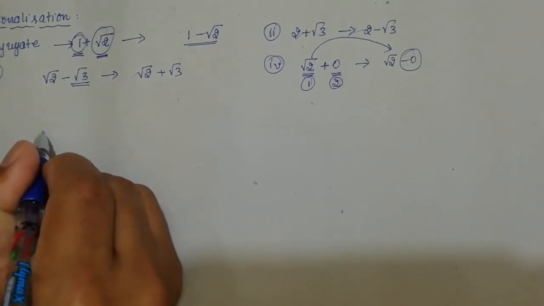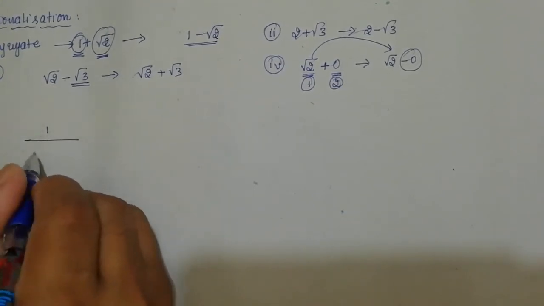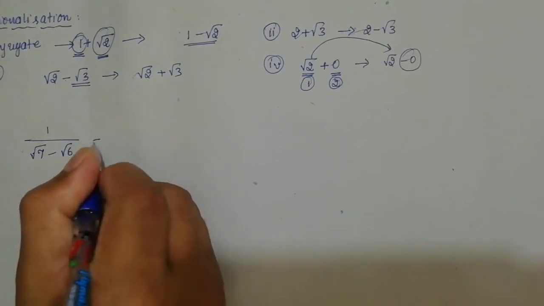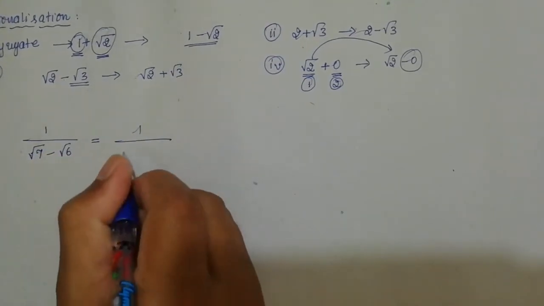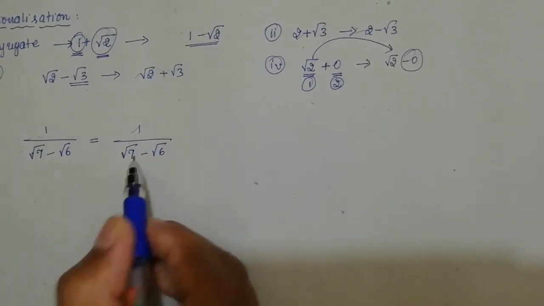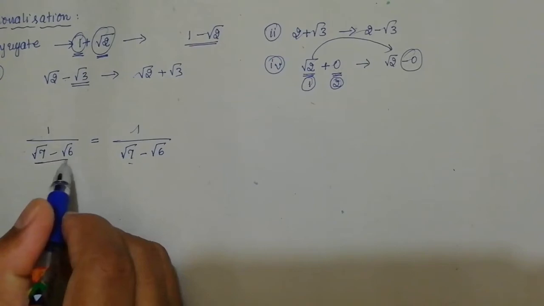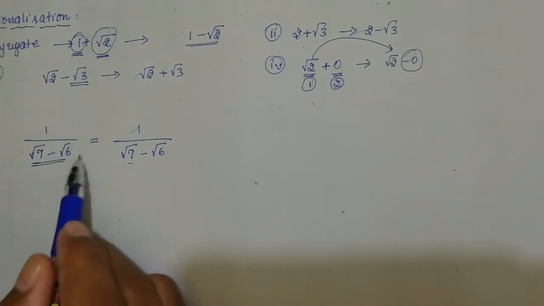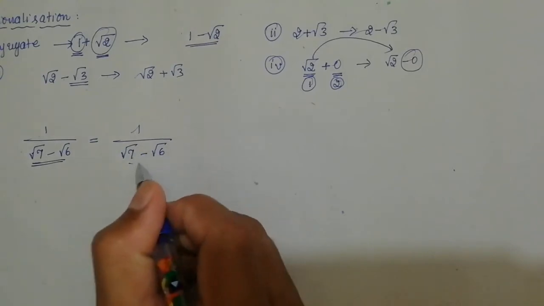I will consider this one, 1 divided by square root of 7 minus square root of 6. Okay, so you need to rationalize this one, meaning write it without a square root in the denominator. First observe the number present in the denominator, root 7 minus root 6, and you need to find out what is the conjugate of this number.